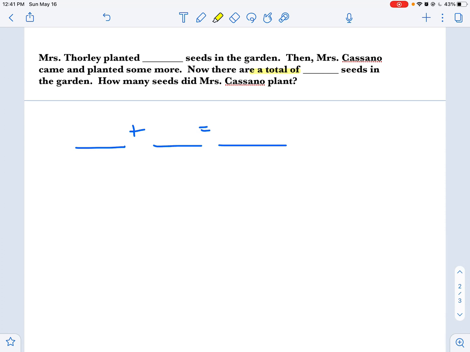So this is an addition problem, but to solve it, you actually use subtraction, and here's why. Let's say Mrs. Thorley plants 754 seeds in the garden. She's busy planting. She's done a lot of planting. So we're going to put that here. She's got 754 seeds in the garden. Mrs. Casano came and planted some more. That goes here. We don't know how many more she came and planted, right? But now there are a total of, let's say, 902 seeds in the garden. So we know we end up with a total of 902 seeds.